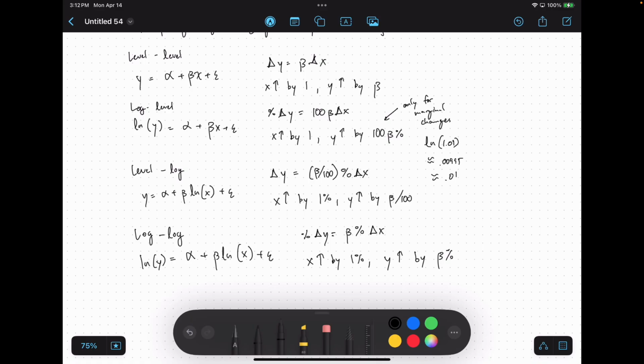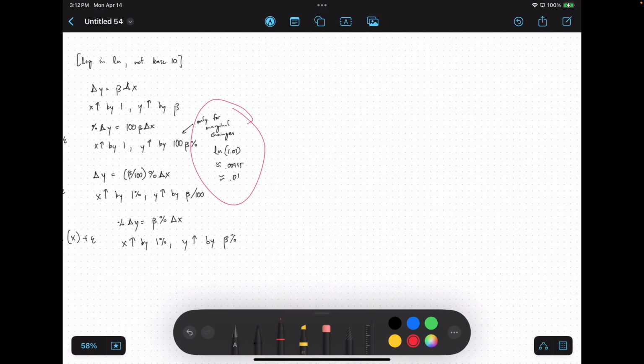Yeah, and so this is kind of for your reference, and so you also understand where this is coming from. And again, just keep in mind this thing here, it's only for marginal changes. This is the reasoning for why we're allowed to do this shortcut. Okay, any questions about that? All right. So moving on.